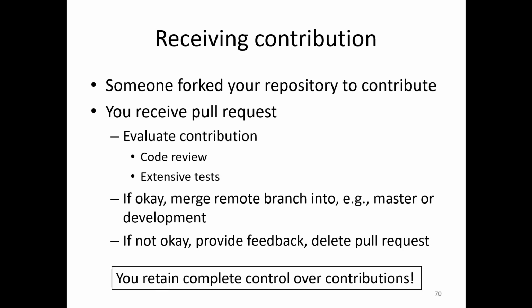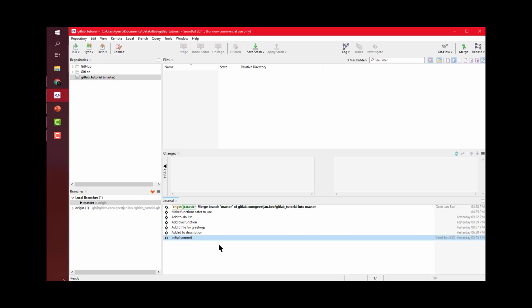You retain complete control over contributions. You, as the owner of the repository, are the one who is going to do the merge. So no one can modify your repository just by doing a pull request. Accepting the pull request is up to you. So let's suppose we want to add a feature to the project and we want to do that the proper way. We will first create a branch. In this case I only have a master branch, so I'll base the new branch on that. I'll implement the feature, push the branch to GitLab, and create a pull request in GitLab.